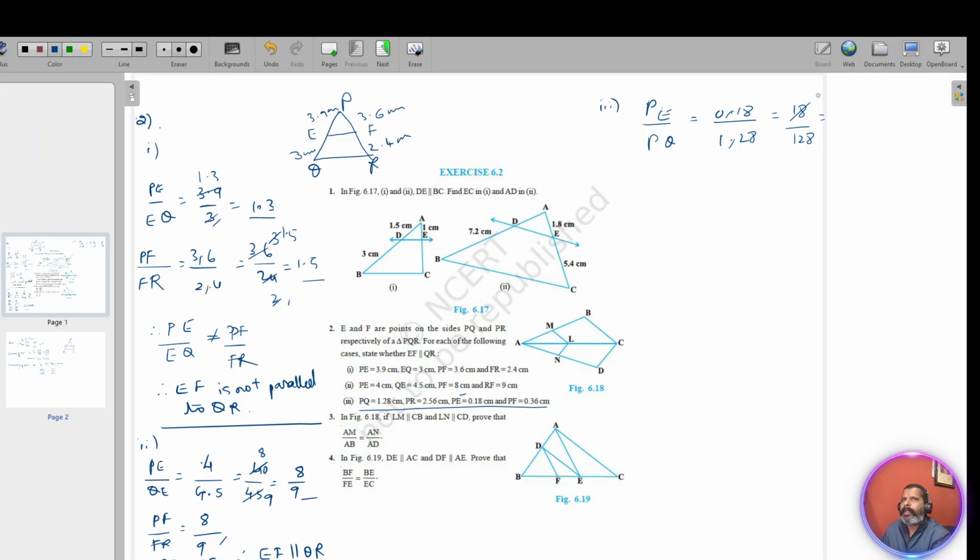We can calculate by 2 9s are 18, 2 6s are 12, 2 4s are 8. Okay, 9 by 64 we get. And the other part is PF.